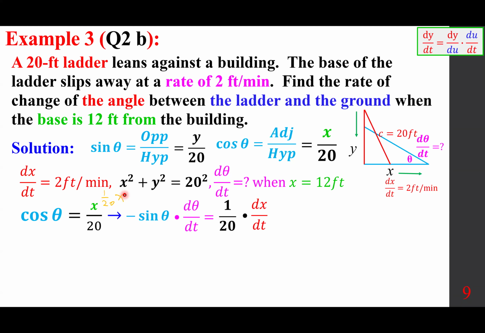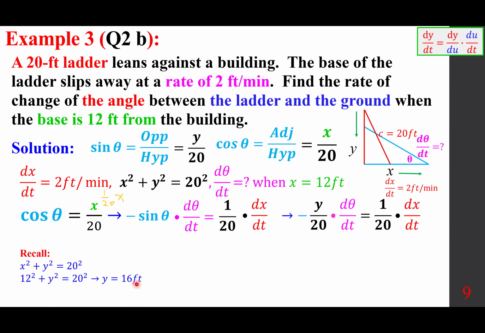So now we can plug in everything that we have and find the missing one. We have dx dt, so I can replace it with 2. But we don't have the sine. We know sine is y over 20, so instead of sine, we're going to say y over 20. And now recall that y was 16. We are going to replace the y with 16, dx dt with 2.